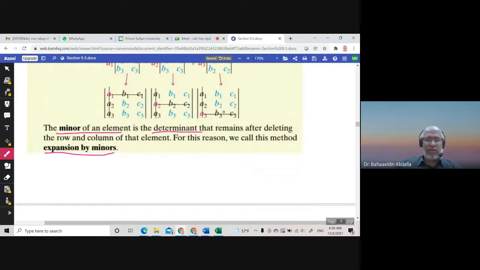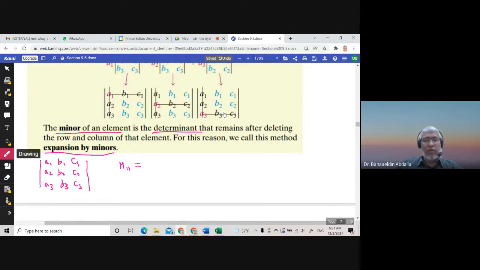I have this determinant, which is A1, B1, C1, A2, B2, C2, any numbers could be there. So if I ask you what is M11, M11 means the minor of the element in the first row, first position. So it is the minor of A1. We call it M11. What is the minor of A1? How do you find it?